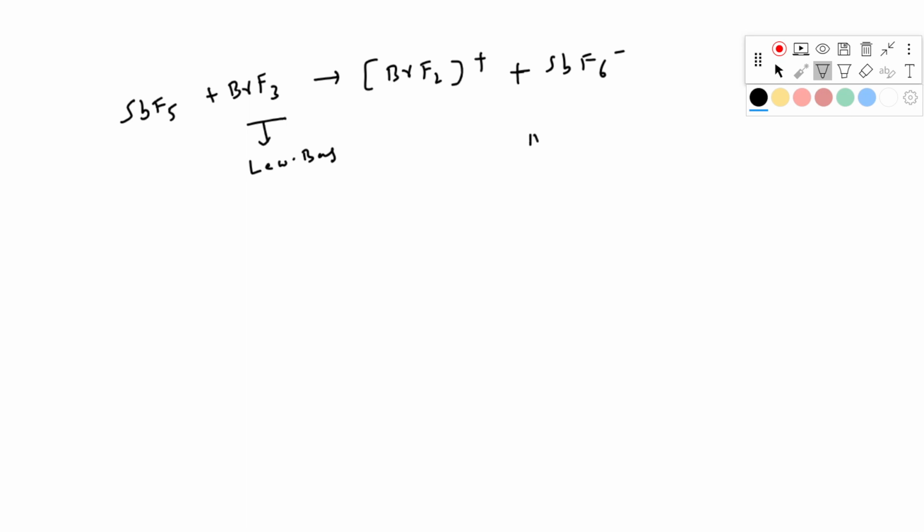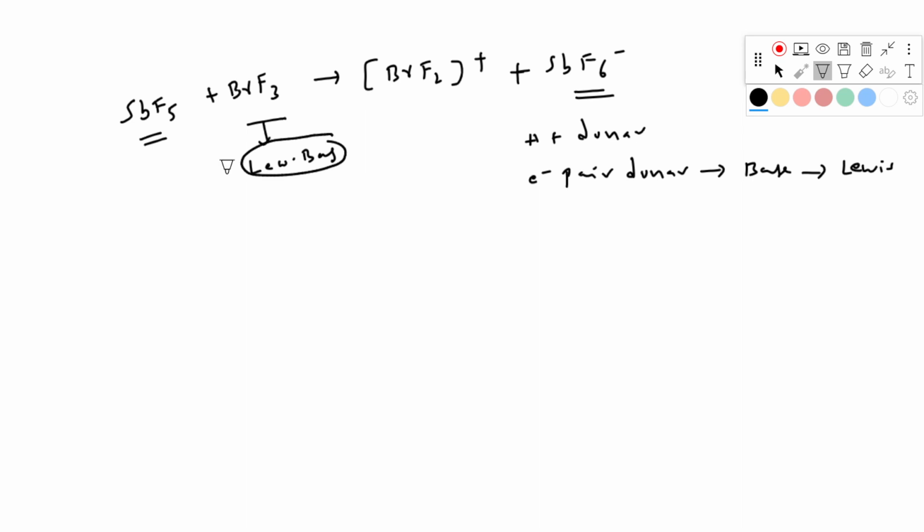H plus donor is an acid. Electron pair donor is a base according to the Lewis concept. Here, if you observe, SbF5 has been converted into SbF6 minus, meaning it will take F minus from here. It is giving electrons, that means it is a base. So this will act as a Lewis base.